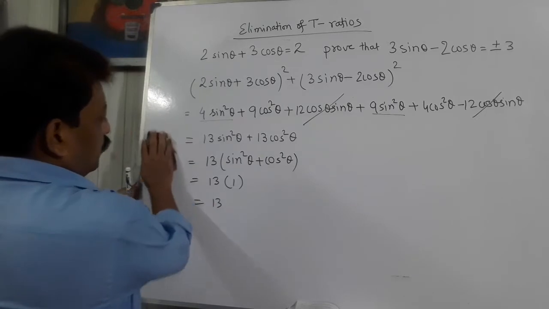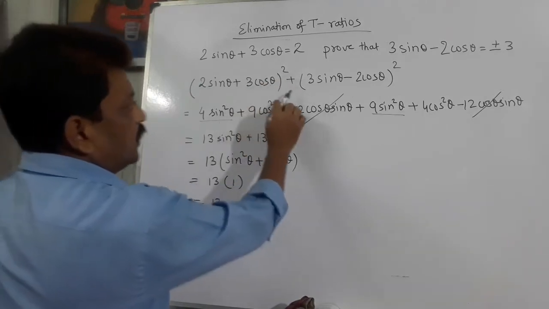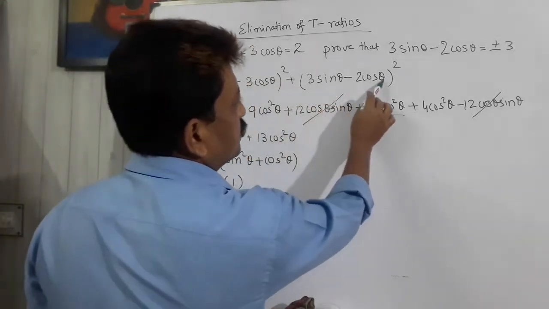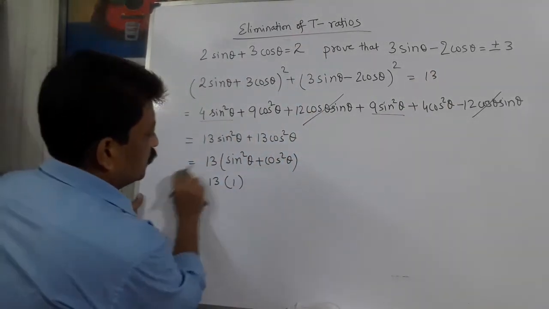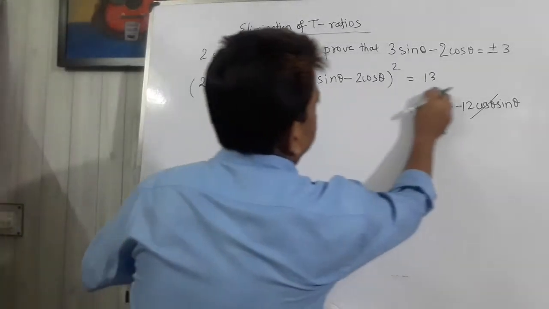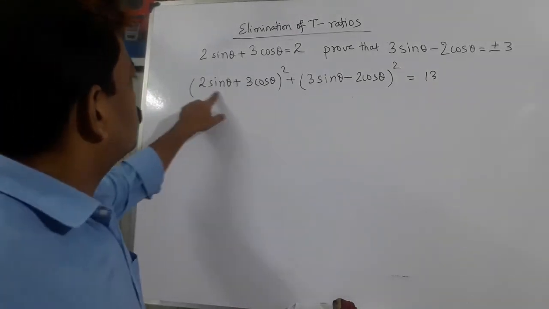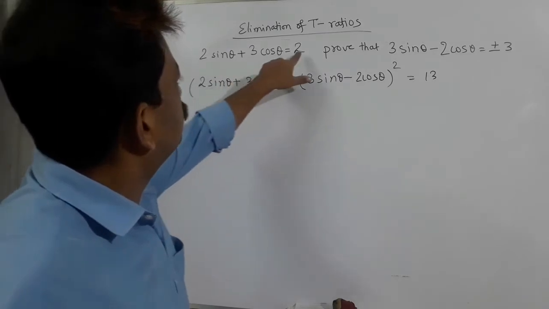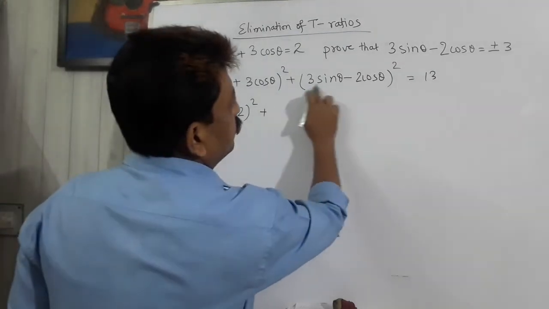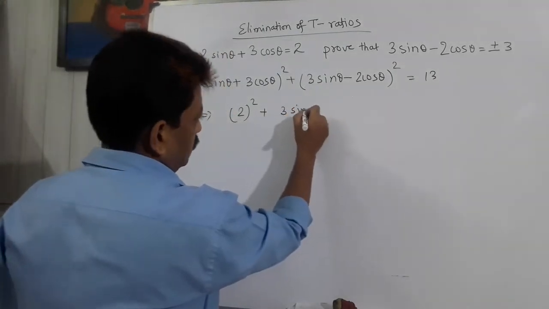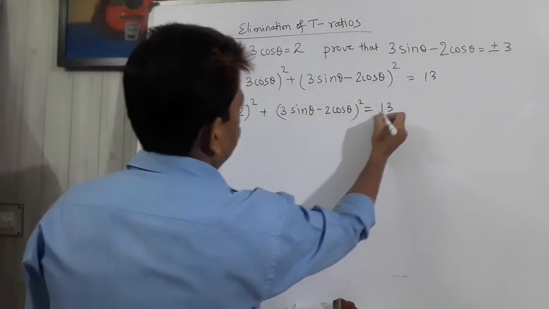Therefore we can write (2 sin theta plus 3 cos theta) whole square plus (3 sin theta minus 2 cos theta) whole square equals 13. We can write this because we have got the value 13. Now the value of 2 sin theta plus 3 cos theta is also given, it equals 2. So let me write here 2 square. And we have to find the value of this one, so it will remain as it is: (3 sin theta minus 2 cos theta) whole square, equals 13.